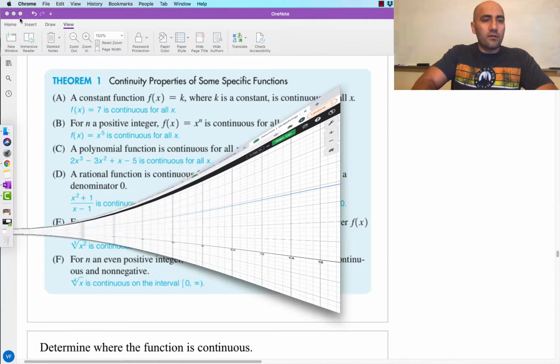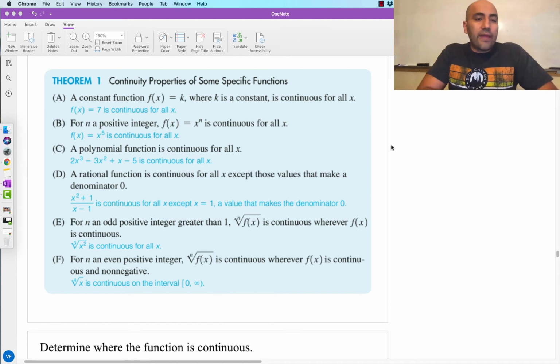Okay, moving on. B, for any positive value, f of x equals x to the nth power is going to be continuous for all x. Again, we don't have to worry about proving it, but this is a really important statement that if we're given any function that fits the form x to the power of n, where n is a positive integer, meaning 1, 2, 3, 4, 5, all of those values, that we will get a continuous function.